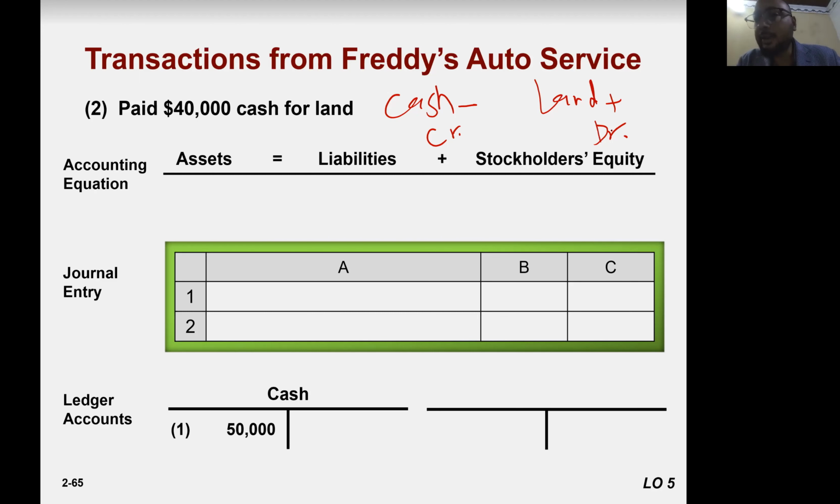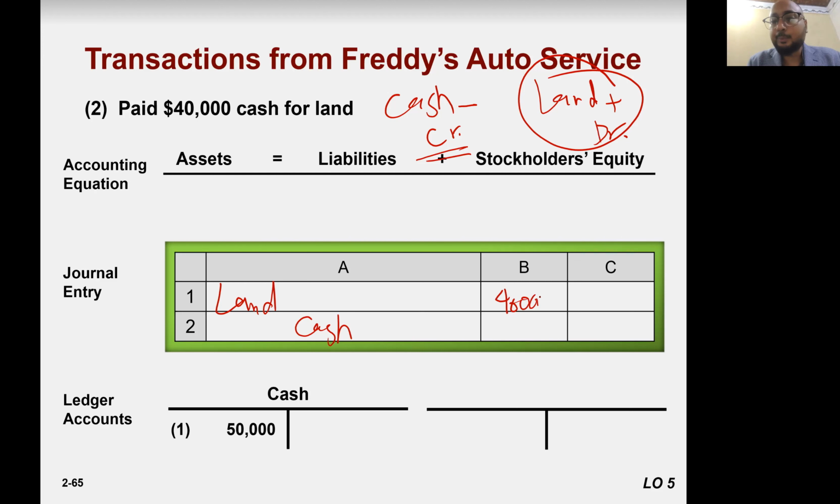How do we write down the entry? First, we need to write debit. So which one is debit? Land. We start from land. And then we write down the credit, cash, 40,000. Right? And from the asset side, whether this satisfies the accounting equation, this is for your knowledge. That's it. Extra.